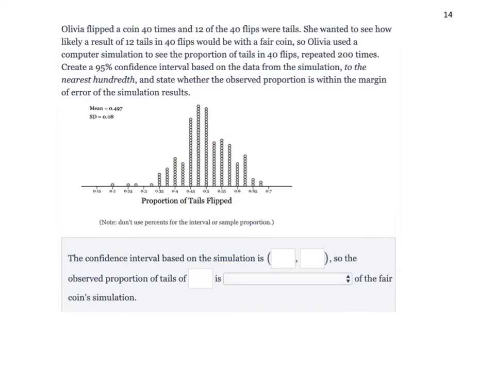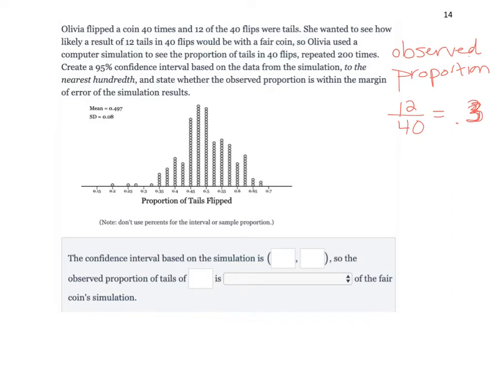So this problem is about coin flips. It says Olivia flipped a coin 40 times and 12 of the 40 flips were tails. She wanted to see how likely a result of 12 tails in 40 flips would be with a fair coin. So a fair coin means a 50-50 coin. So first off, our observed proportion, what happened when she did this one time, her one sample, is 12 out of 40. And if I type that in my calculator, that comes out as 0.3.